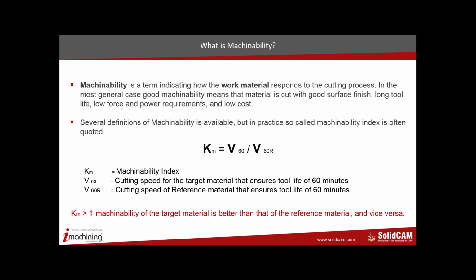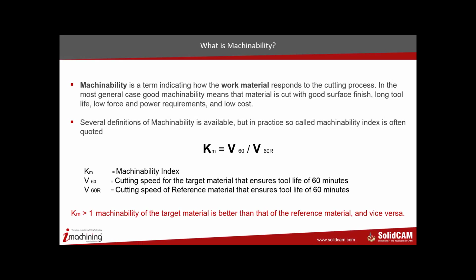So there is something that people have come up with called the machinability index. What is a machinability index? It's basically a formula. The machinability index, Km, equals the cutting speed of the target material, or the material that we are trying to cut, that would ensure a tool life of 60 minutes. Okay?